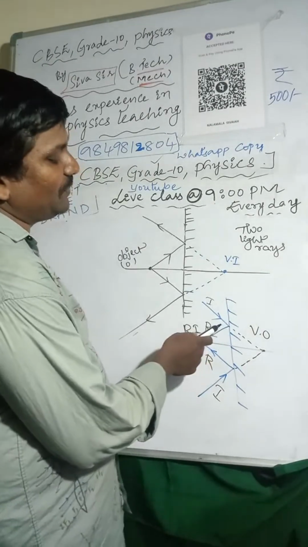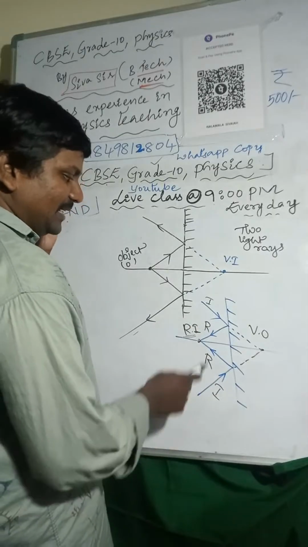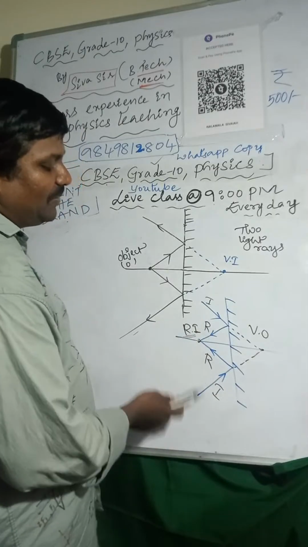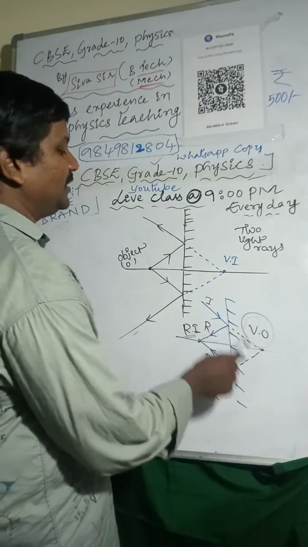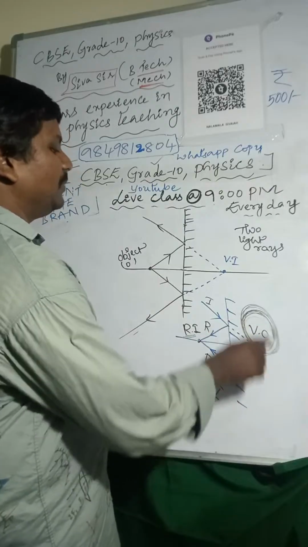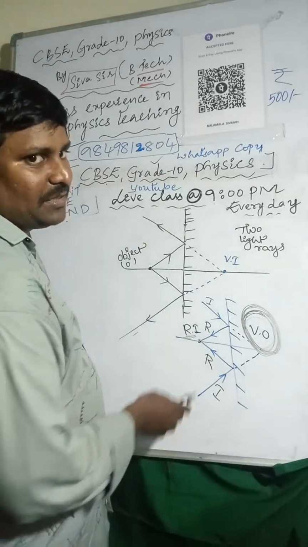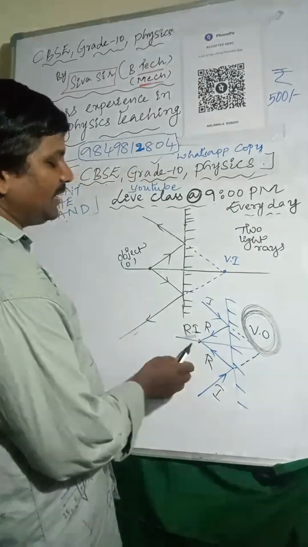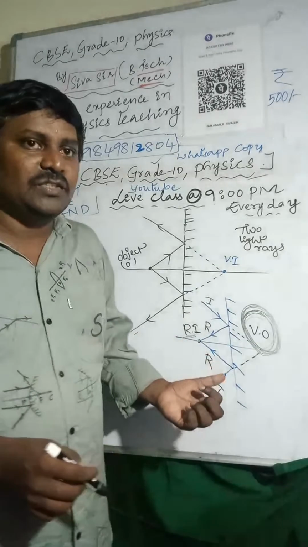Here the point of intersection of extended incident rays is called virtual object. The point of intersection of reflected light rays, where the light rays are directly meeting, there their image will form. That image is called real image.